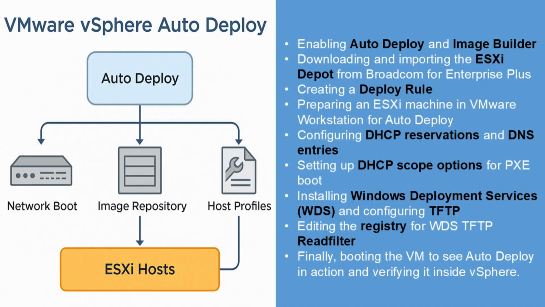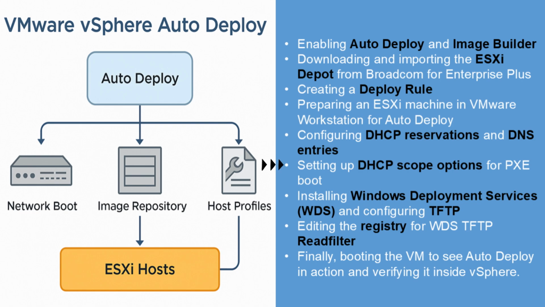We'll also cover the following topics in this video. How to enable Auto Deploy and Image Builder. How to download and import the ESXi depot from Broadcom for Enterprise Plus. How to create a deploy rule. We'll then prepare an ESXi machine in VMware Workstation for Auto Deploy. We'll configure DHCP reservations and DNS entries for that ESXi host.